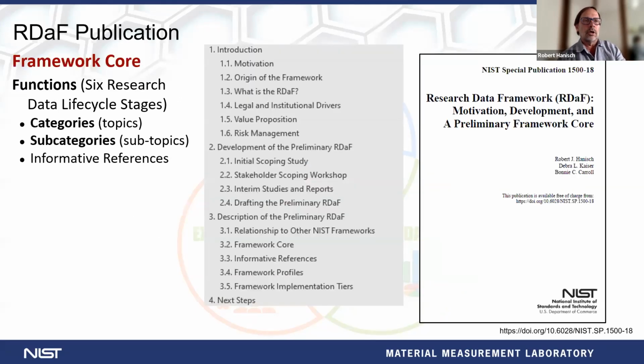This resulted in a preliminary framework core publication in which we divide the research data lifecycle into 6 major phases. Each of these phases has categories or topics and subcategories or subtopics, and they are backed up by informative records. This publication is available at the DOI here, and these slides will be available for people to review later to pick up the references. Next, please.